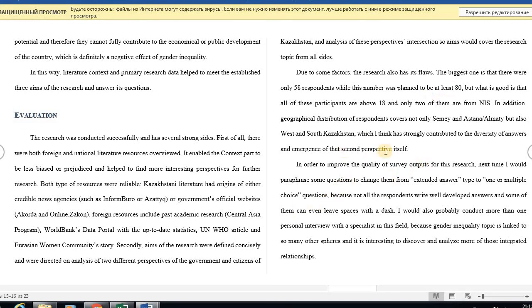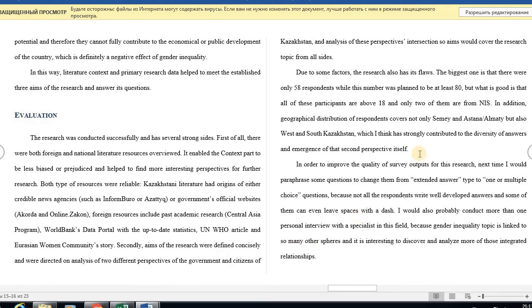Further, you can write about the improvement. So in order to improve the quality of survey outputs of this research, next time you would do such and such steps. You would make your aims more specific, paraphrase some questions, include some more literature, ask more people, change something in your interview, change something in your questionnaire, change something whenever you go and talk to people outside on the streets. Any kind of change which would certainly make your research better.